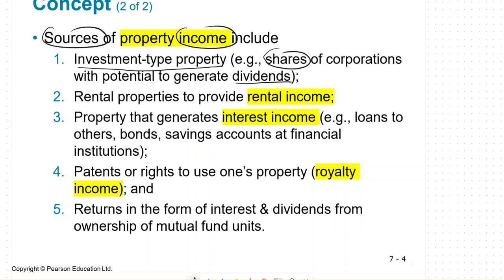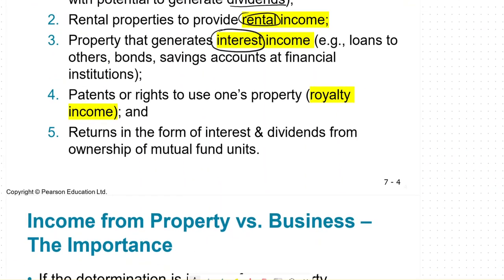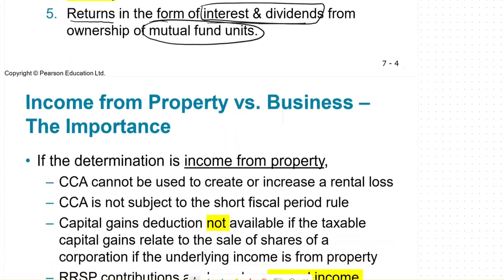Then if you have a lot of money and you bought a rental property, you are going to have a rental income. If you loan money to others, or you put the money in a GIC, then we call that interest income. Now if you are writing a book, you have royalty income on that, so that is also income. And there are returns in the form of interest and dividends from ownership: if you invest money in a mutual fund, you are going to get interest and dividends. That is also part of my property income.